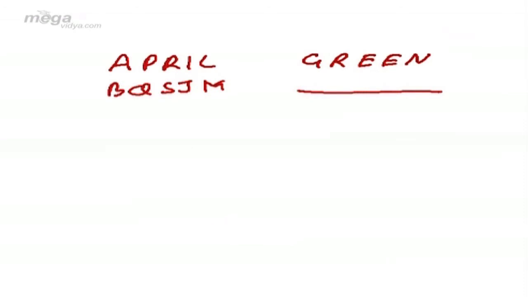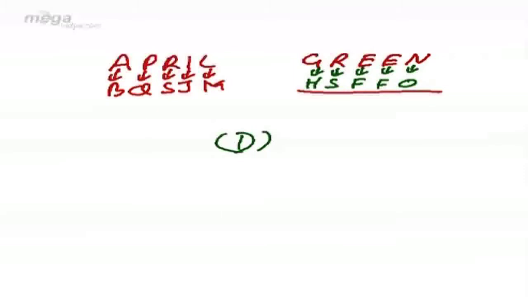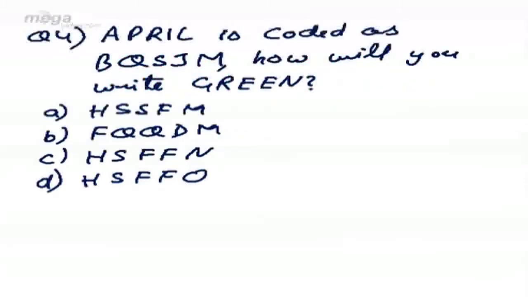Now this is very easy to analyze. After A comes B, after P comes Q, after R comes S, after I comes J, and after L comes M. So we'll do the same thing in green. So after G comes H, after R comes S, after E comes F, after E comes F, after N comes O. So the answer is HSFFO, and which is given to us in D choice. Therefore the answer to question number 4 is D part.